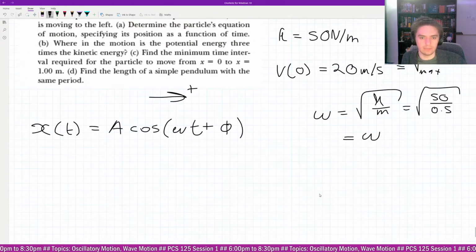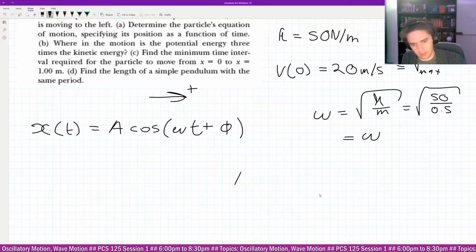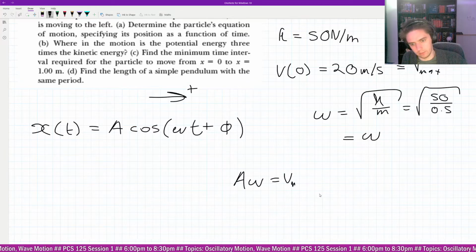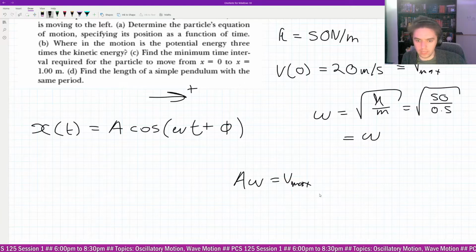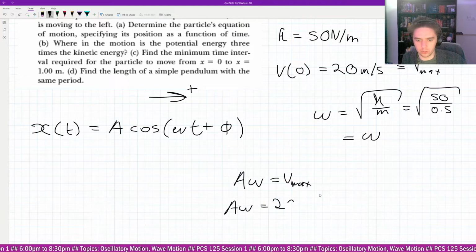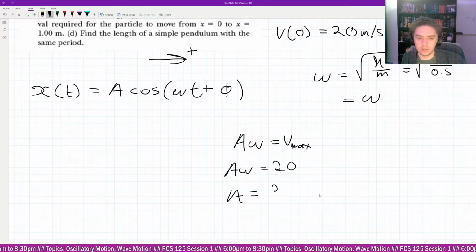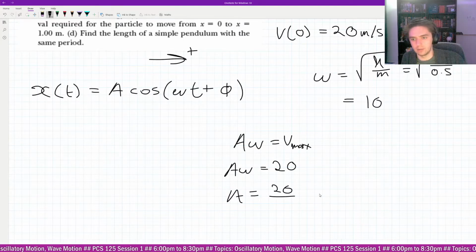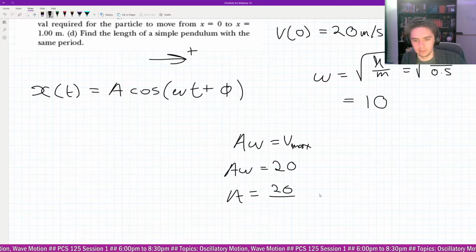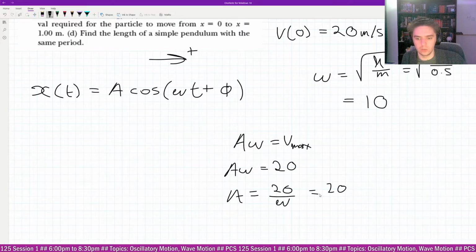Yeah, okay, I see. So Vmax is A omega, right? A omega equals Vmax. Well, we know that Vmax is 20. So we know A omega equals 20. So the amplitude is 20 over omega. Sorry, I wrote omega there instead of 10. It's supposed to be 10. So 20 over omega, which is 20 over 10, which is 2.